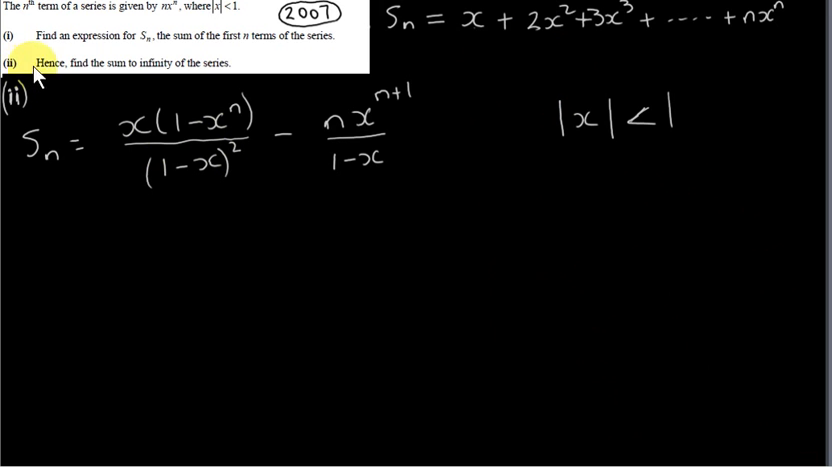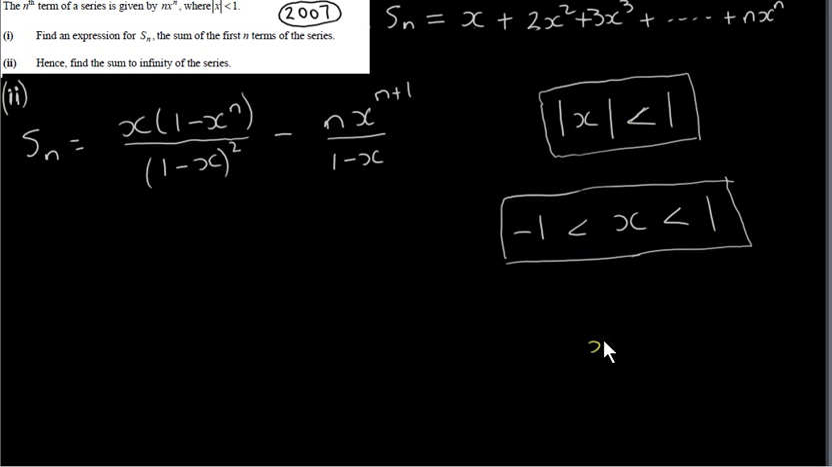Now before I look at the second part, which is finding the sum to infinity of the series, I want to look at a condition on x. That is, the modulus or absolute value of x is less than 1. What does this mean? It means that x is a number between -1 and +1.